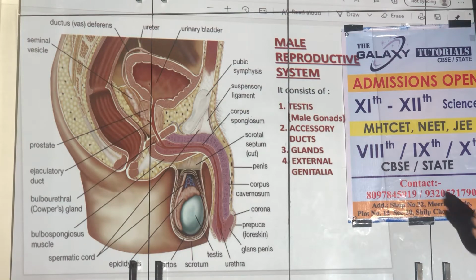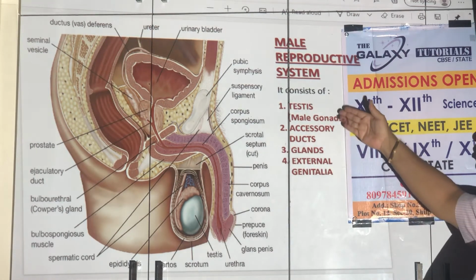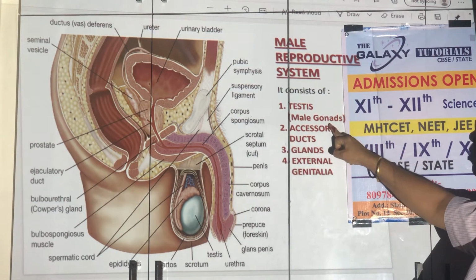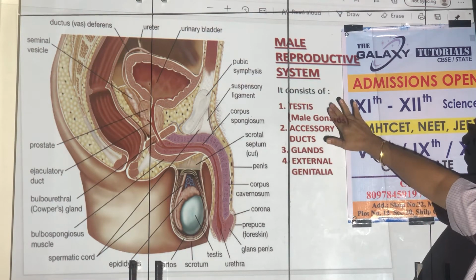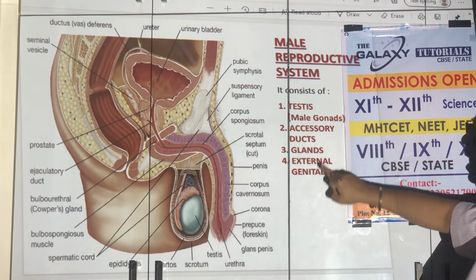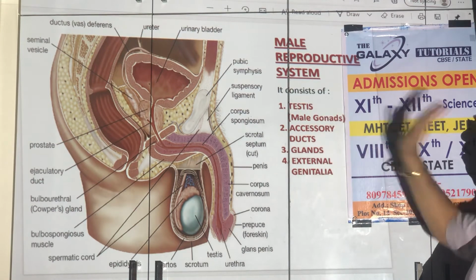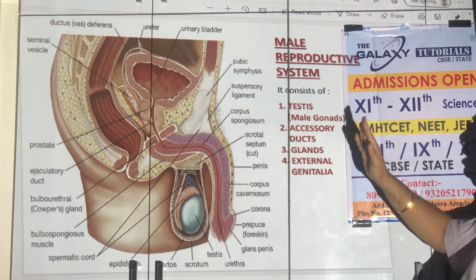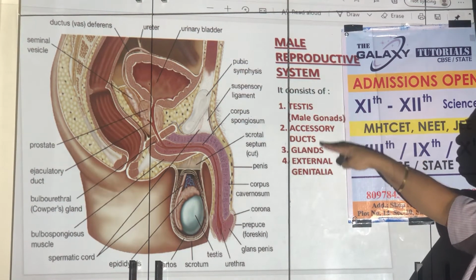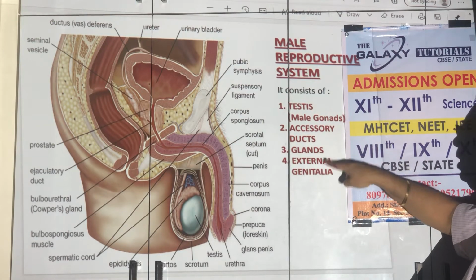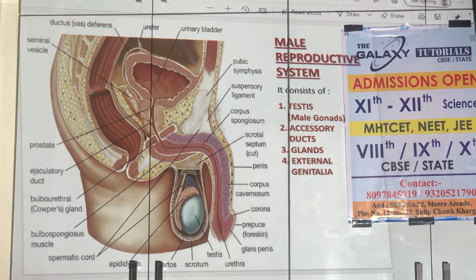In side view. Come here. The male consists of the testes, the male gonads. This is primary. Then accessory ducts, glands, and external genitalia. Four parts. Of course, you'll never get an 8-mark or 10-mark answer only on testes. You have to write on an accessory duct, write on some gland, something like in parts.